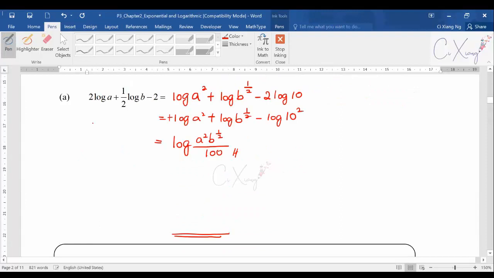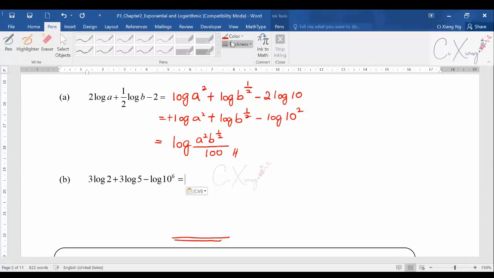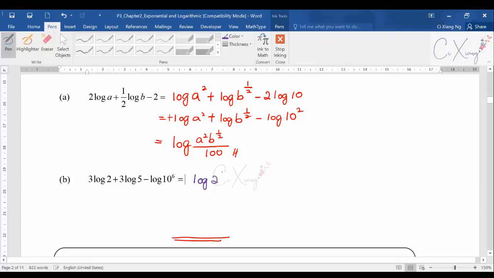And now let's continue with 2b. Okay, so how to solve 2b here? Right, so for 2b, if you already have the idea, then you can do it yourself. For those who are still not so sure, maybe you can go through my steps here. So again, I want to move all the numbers back, become the power first. So first, I'm having log 2 power 3 plus log 5 power 3 minus log 10 power 6.